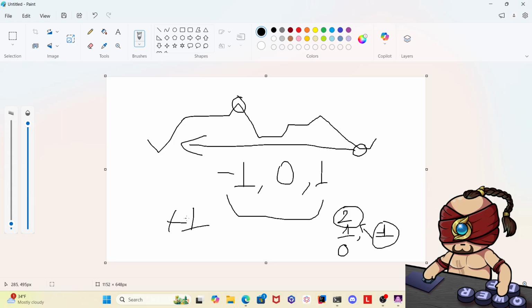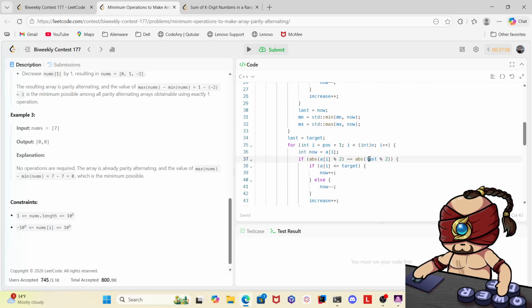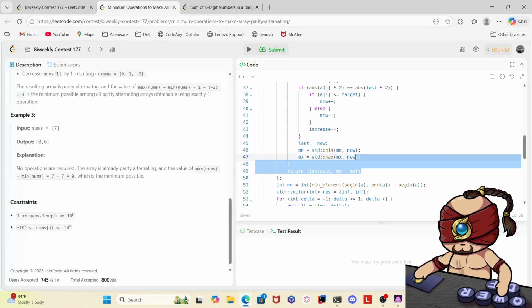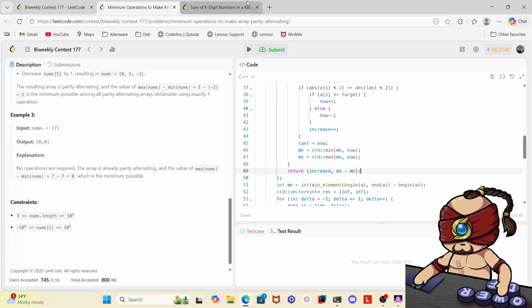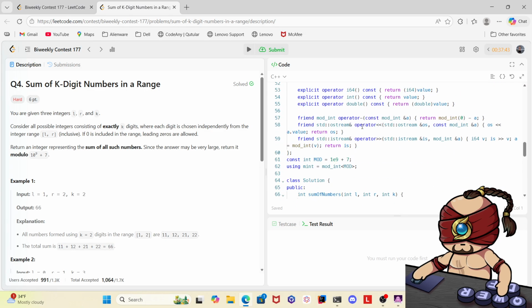When it is greater than the minimum, you do this. You subtract one, and you just track the maximum and minimum. You go two paths, obviously, and you just return the number. Yeah, that's it. That's it for this question. Pretty interesting one, not gonna lie.